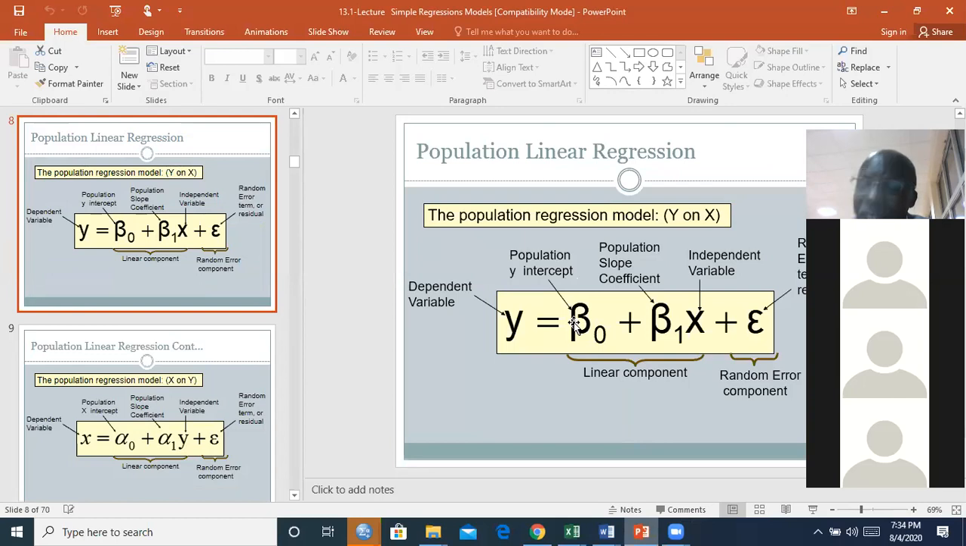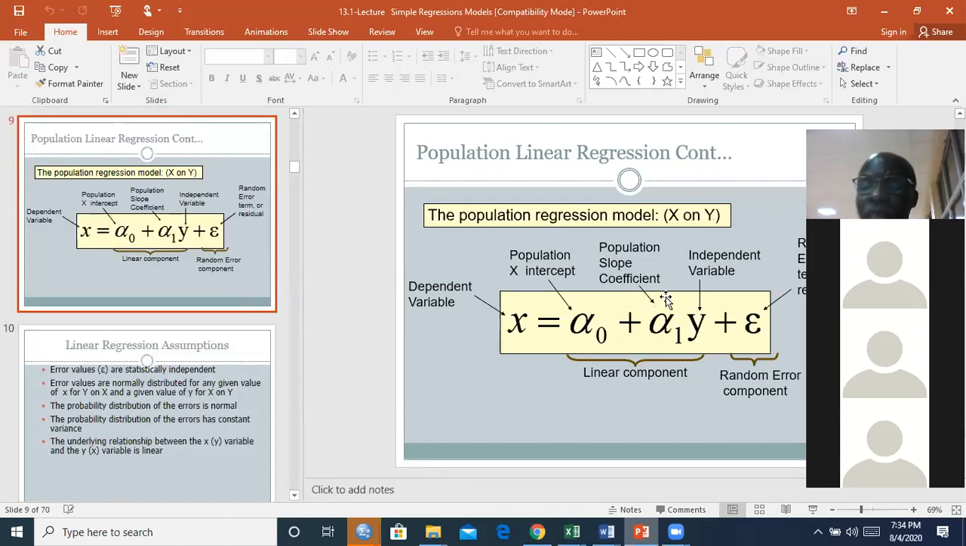You see the intercept. And beta 1 is the same as what? M. And epsilon is the same as what? This is epsilon, an error term. You will see what it means in a minute. This is y on x. Y is the dependent, x is independent. You can see there the same data set.